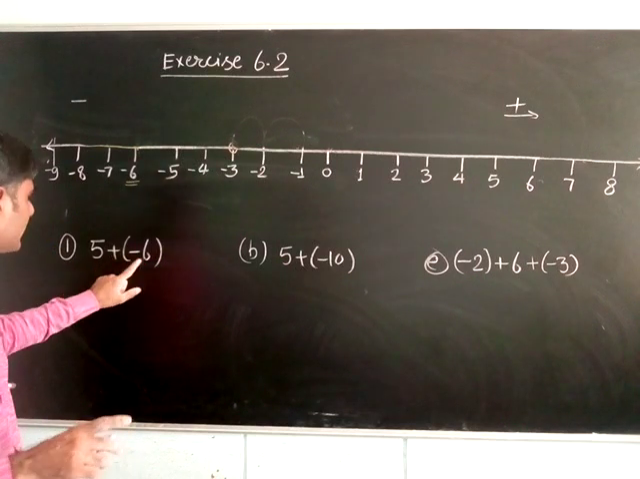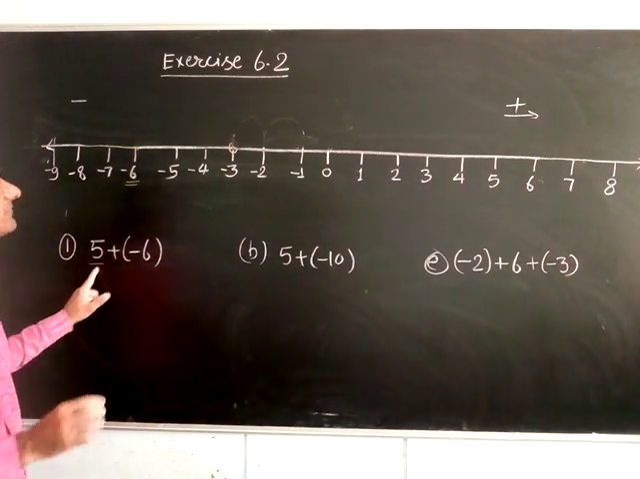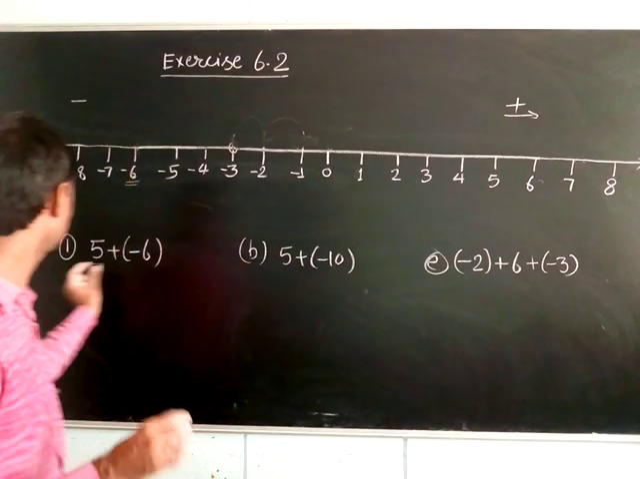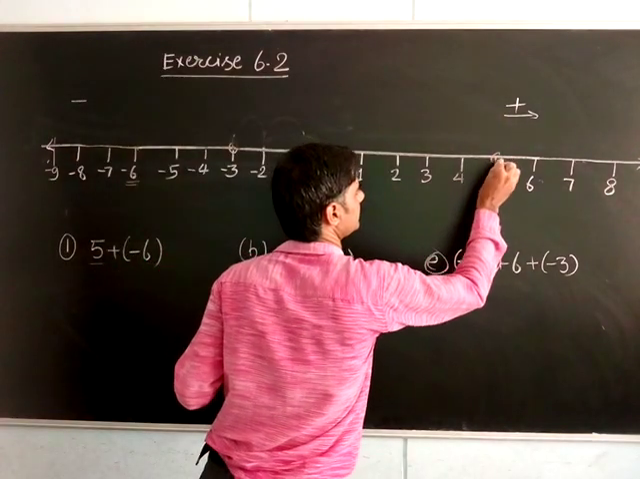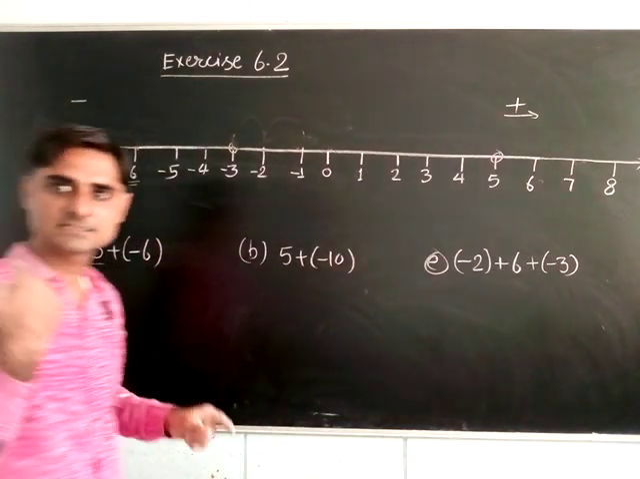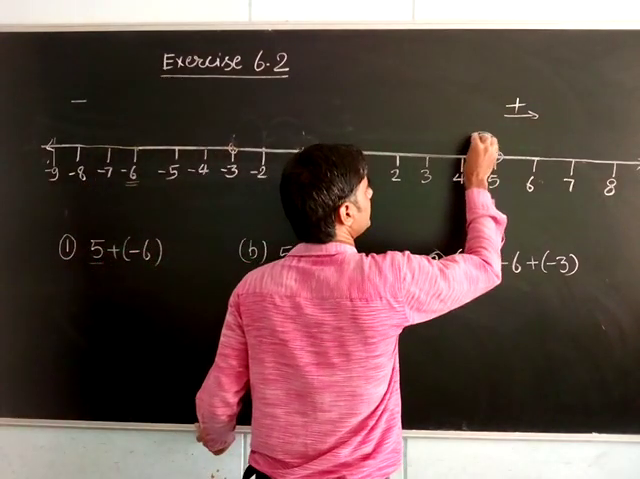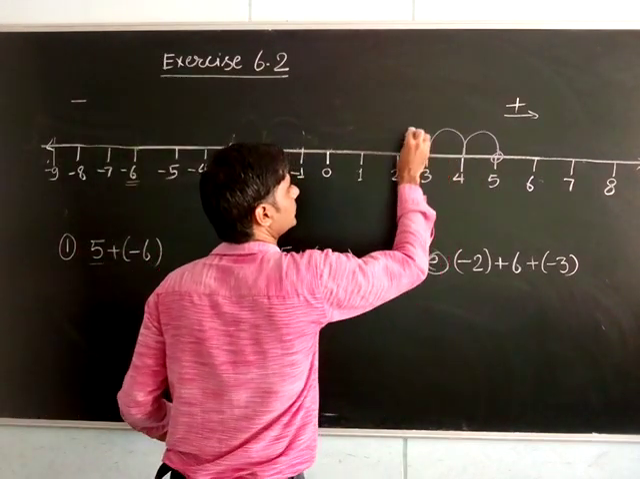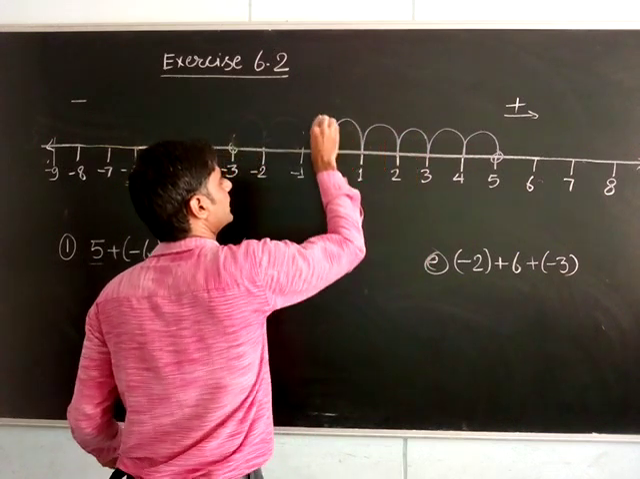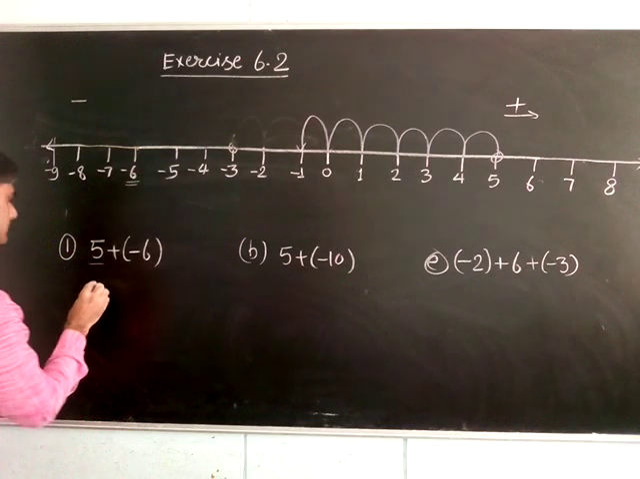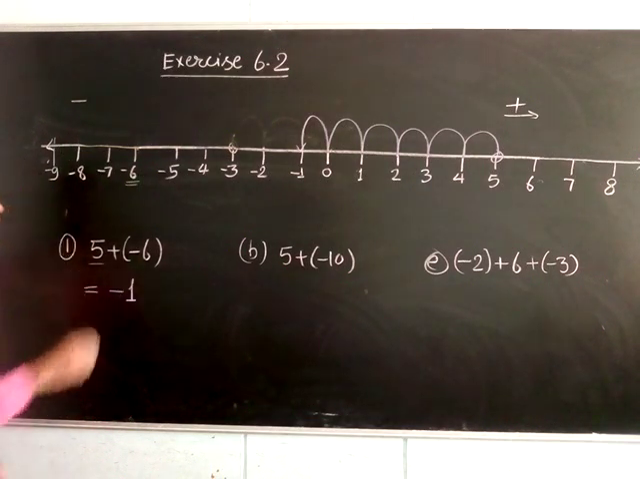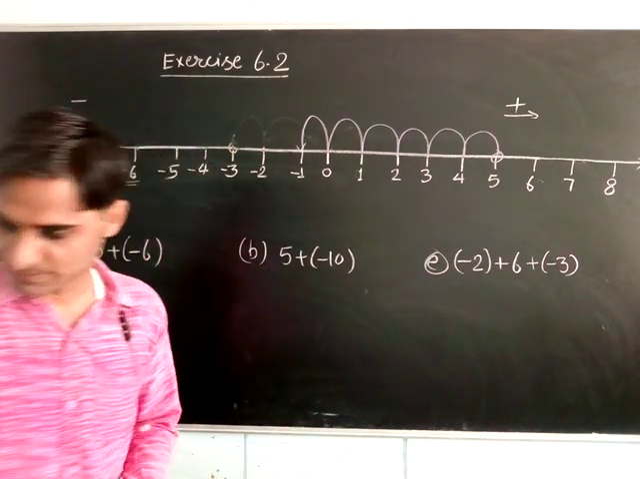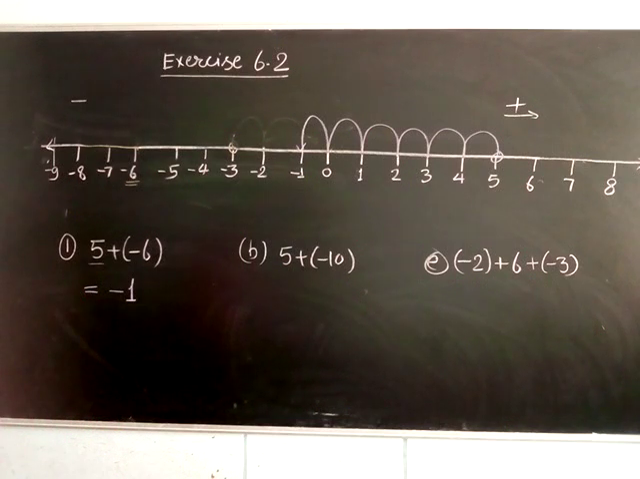First one is 5 minus 6. First see the positive 5. Plus 5 is there. Where is plus 5? It is here. So we are here now. Okay. Now minus 6. Minus means opposite side we will go. So minus 6 here, 6 steps we will take on the negative side. Okay. 1, 2, 3, 4, 5 and 6. What is coming? Minus 1. Means the solution is minus 1. Done? Next is 5 and plus minus 10. Right?